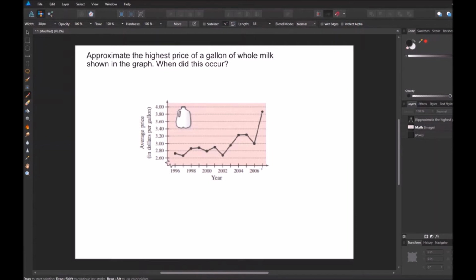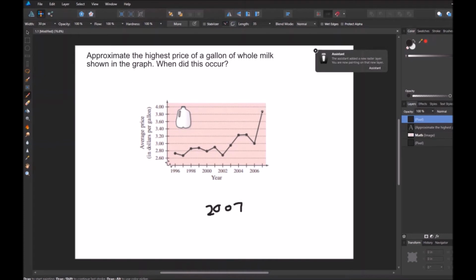And obviously that would be the point that's highest up on the y-axis, because the y-axis is measuring price. So higher up on the y-axis means it's higher up in price. So we can see that this point here is clearly higher than all these other points here. So this is the highest price, and we can see that it occurred in 2007. So we already know that 2007 is going to be part of our answer.